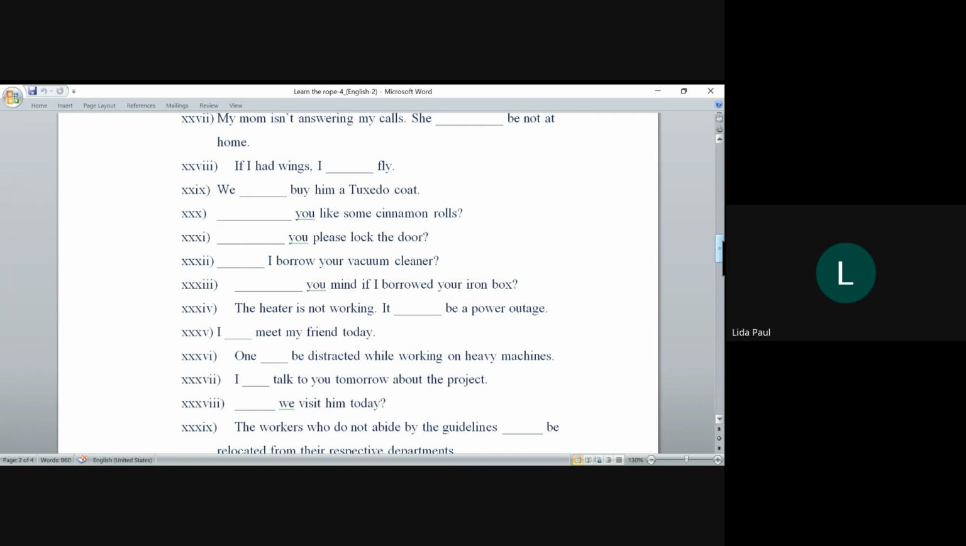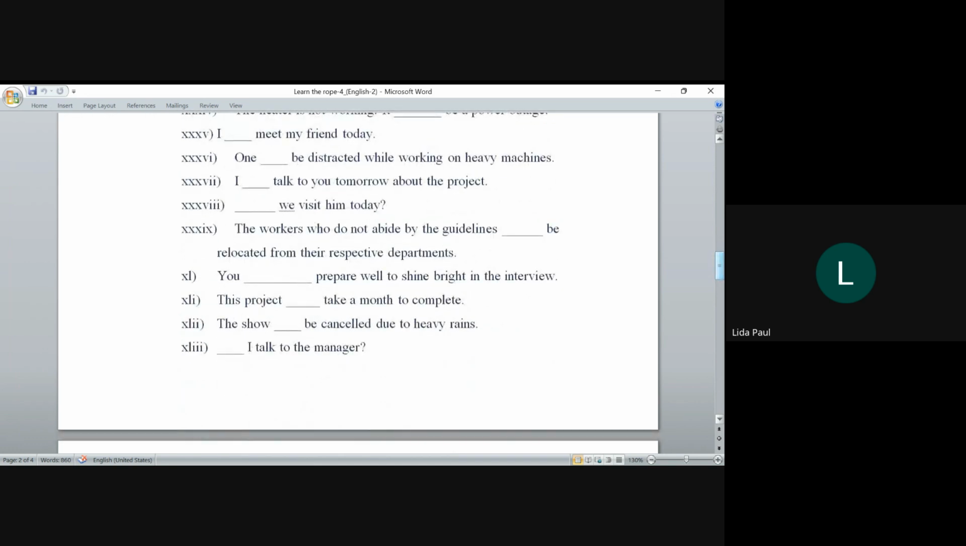Yes. Now, next one. This is 37. I dash talk to you tomorrow about the project. And the context here would be intention. Intention.